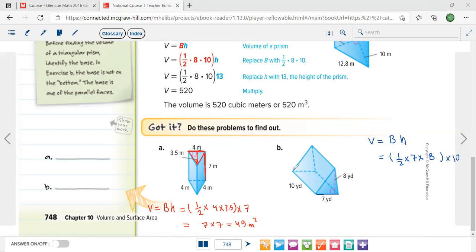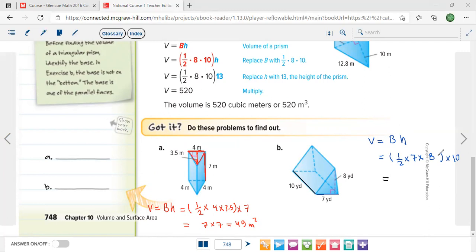Why do I choose 10 as the height of the prism? Because this prism is lying on its side. It should be lying on the triangle. And I told you that the height of the prism is always the line joining the two triangles. The line joining the two triangles is always the height of the prism. That's why 10 is the height of the prism.